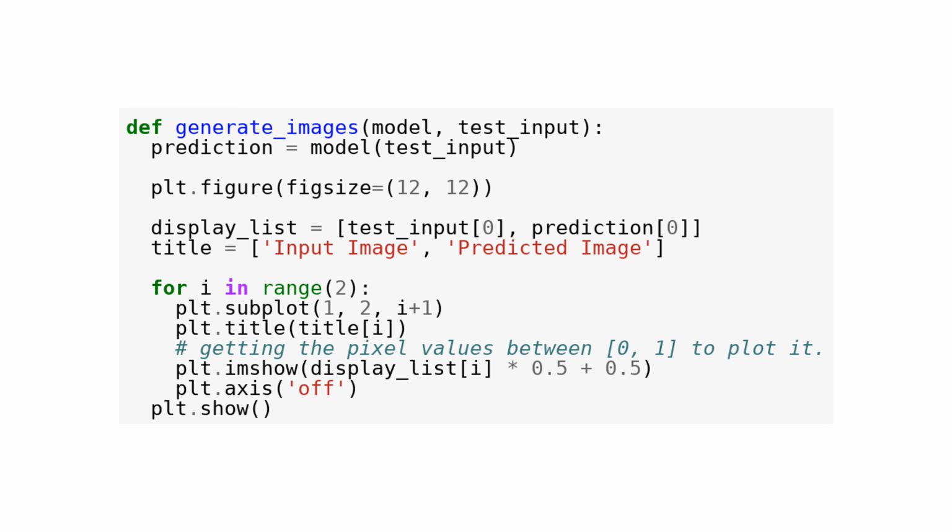The function then loops twice to create two subplots side by side. In each loop iteration, it adds a subplot to the figure, assigns a title, and displays the image. To visualize the images properly, it rescales the pixel values from the range [-1, 1] to a range suitable for display, which is achieved by multiplying by 0.5 and then adding 0.5. Finally, it turns off the axis for a cleaner look and displays the complete figure. This way, viewers can easily compare the original input with the model's generated output.